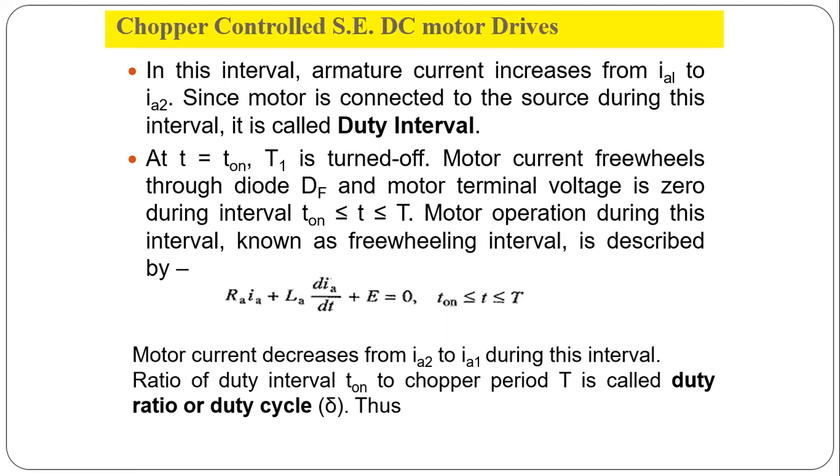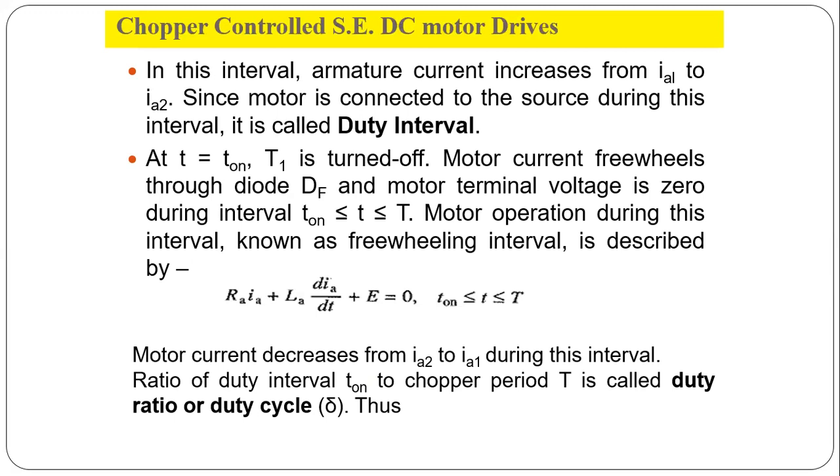At the time t equals T on, thyristor T1 is turned off. The motor current freewheels through diode DF, and the motor terminal voltage is 0 during the turn off time. During this interval, that is T off with respect to capital T, the motor operation is known as the freewheeling interval. So during that time interval, the operation of the motor is called the freewheeling interval.